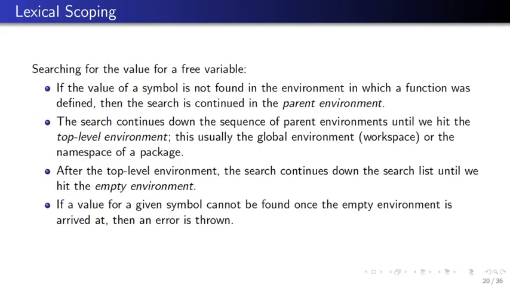So if you're in a function and you encounter a free variable in that function, what happens? The first thing you look for is the environment in which the function was defined. For example, if I defined a function in the global environment, then the global environment is the environment in which the function was defined. So if I see a free variable in this function, and I can't figure out a value inside the function, then I'm going to look in the global environment because that's where the function was defined. If I can't find something in the global environment, then the search continues in what's called the parent environment of the global environment.